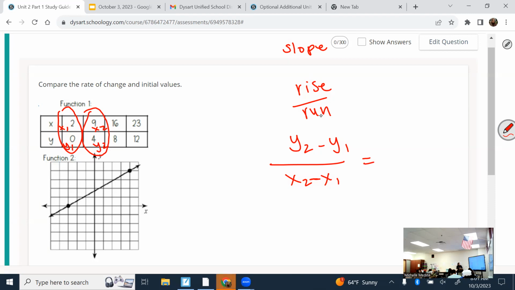So the way that I labeled it here, it would be 4 minus 0 on top, because y2 minus y1, and then 9 minus 2 on the bottom, with x2 minus x1. What's 4 minus 0? 4. What's 9 minus 2? 7. So my rate of change for function 1 is 4/7.